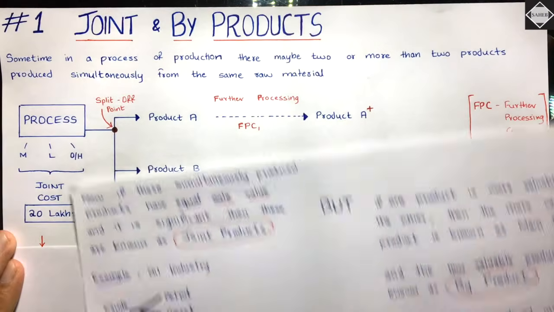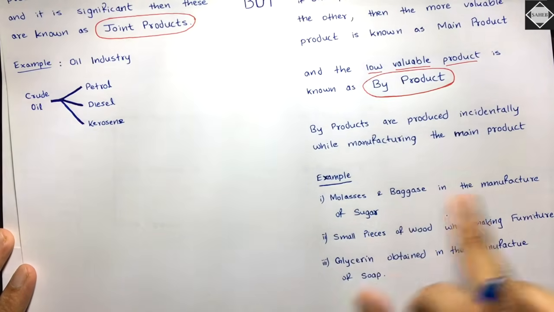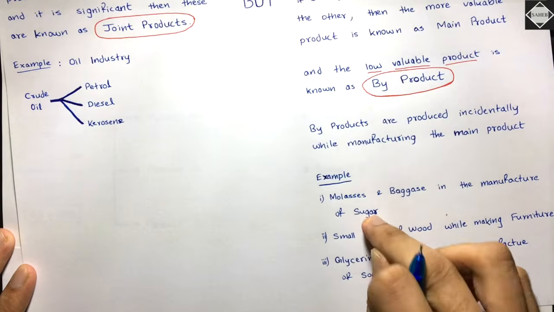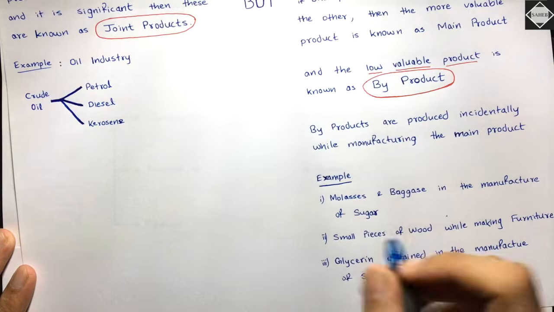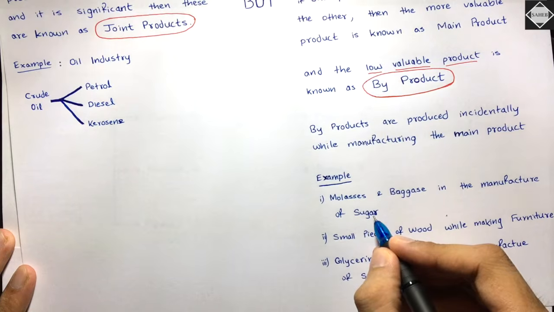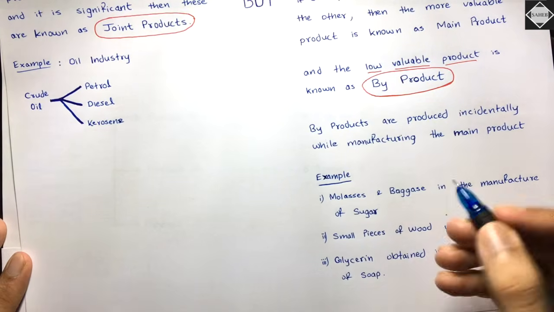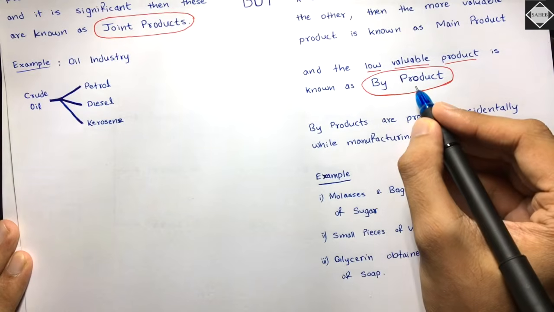For example, what is that? Just Google it and see. Molasses and bagasse in the manufacture of sugar. Your main intention was to produce the sugar. You did that. That's your main product, not joint product. Main product, because there's only one. So that was the main product, and the things remaining were molasses and bagasse. Is that clear? So molasses and bagasse will be the byproduct.